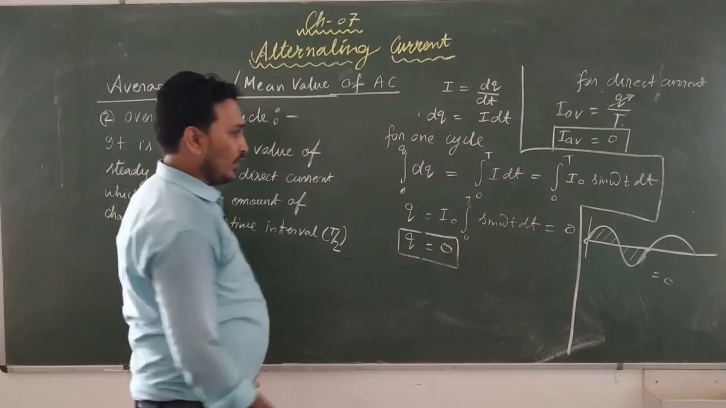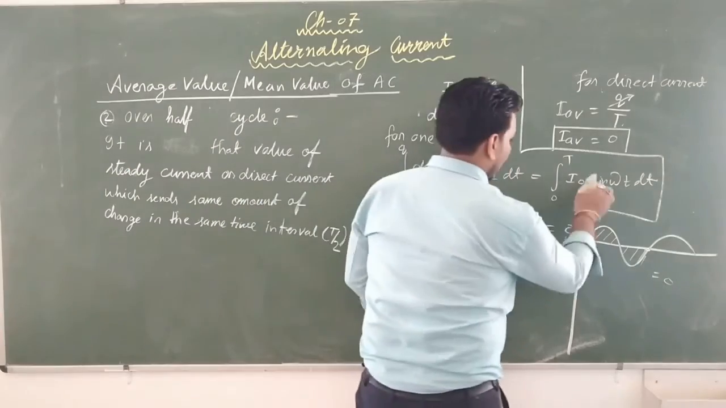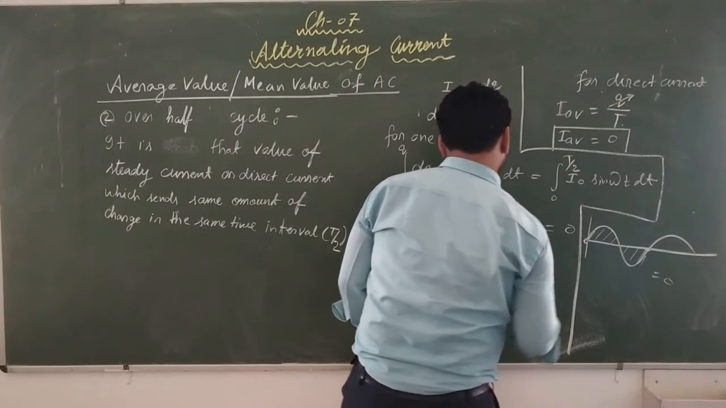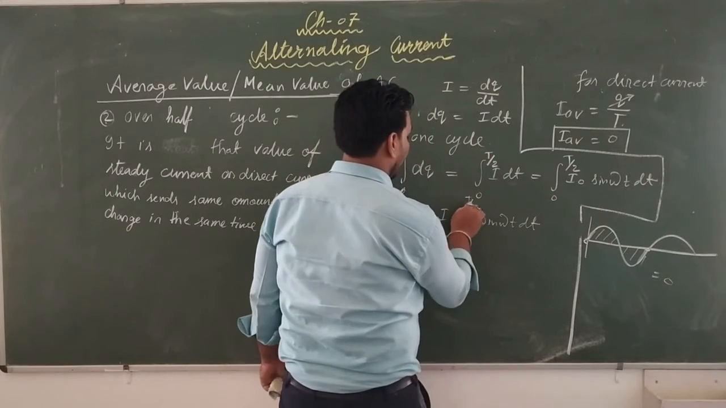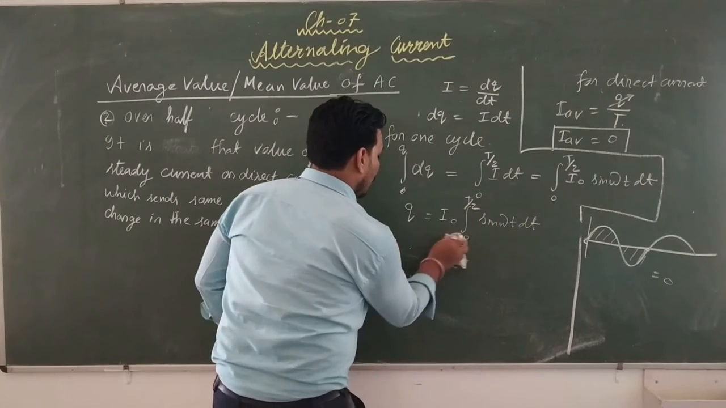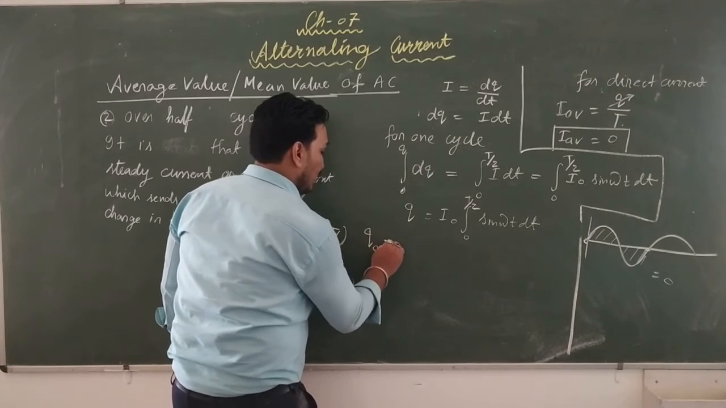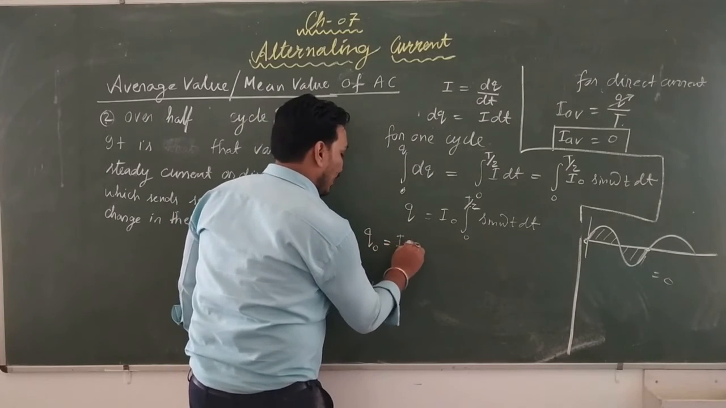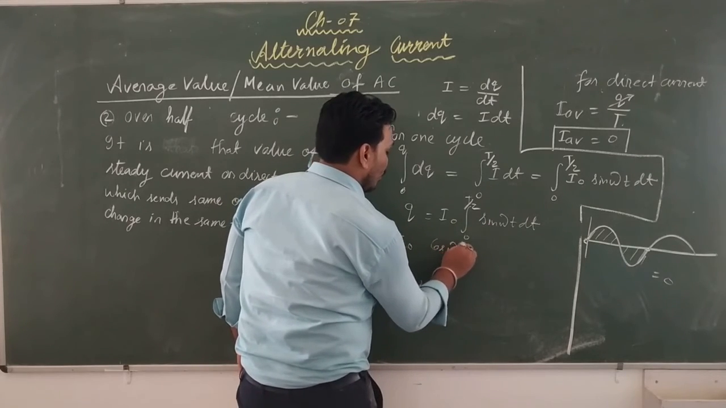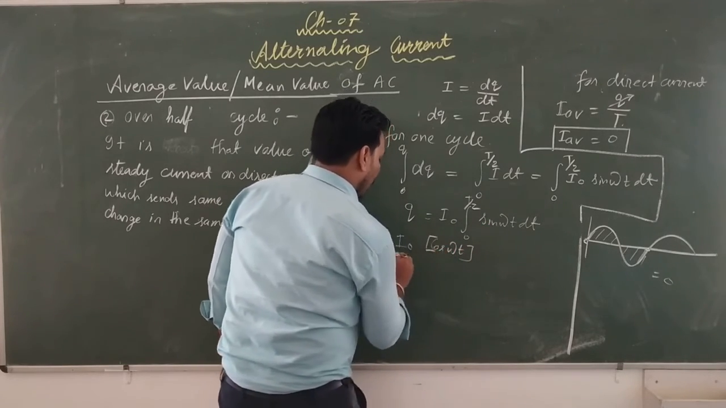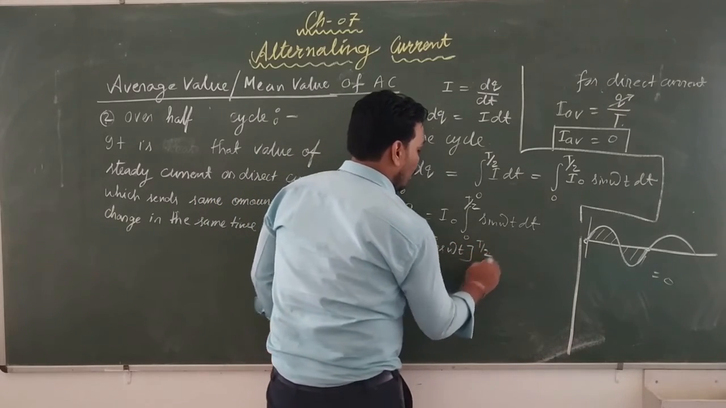So I need to make certain changes. It is going to be T by 2 now. And here that integration cannot be 0, obviously, since it is not integrated over a complete cycle. So what are we going to have here? We are going to have Q is equal to I naught times the integration of sin omega t, which, as I have told you, is cos omega t upon omega. Omega I have written outside, from 0 to T by 2.